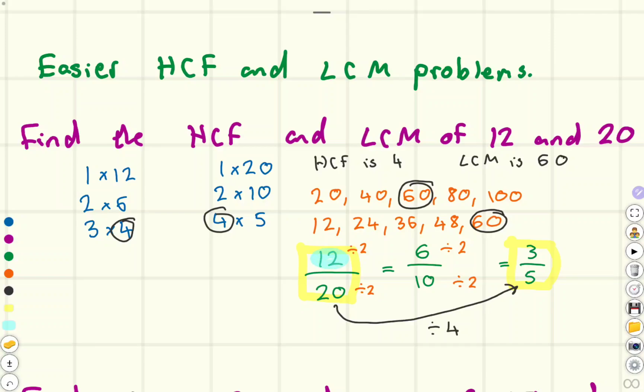Now if I want to find the LCM using this method, I just multiply the two diagonal numbers together. So I'd multiply 12 by 5. Let's just try that. 12 times 5 is 60. That's the LCM. Fantastic. Let's say somebody else wishes to do it the other way. They're going to do 20 times 3, and we can see that 20 times 3 is also 60, which gives me the LCM. So that's a new method for finding these HCFs and LCMs.